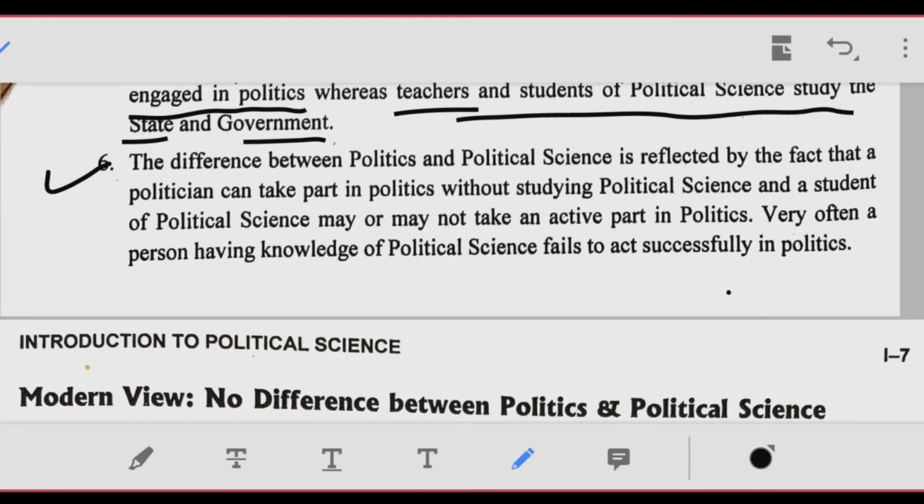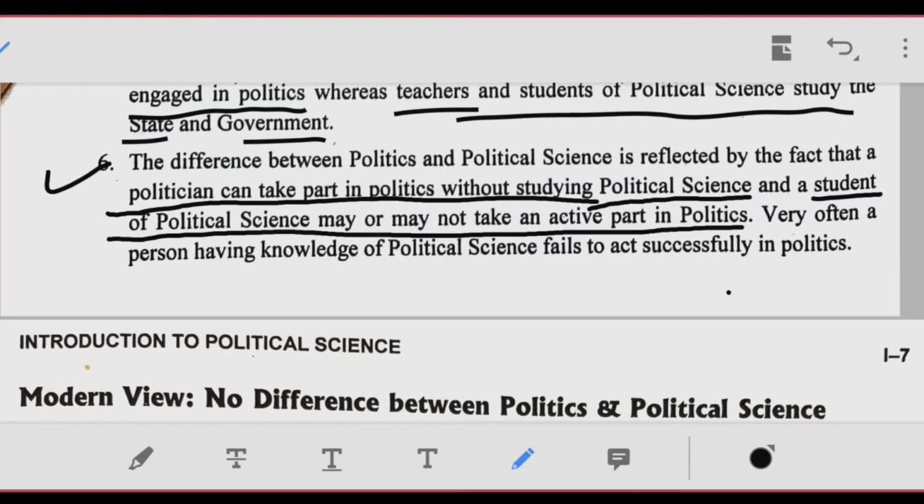So very often a person having knowledge of political science fails to act successfully in politics. We have so much knowledge in political science, but it is not necessary that you will become successful in politics. So that is why they said the difference between politics and political science is reflected by the fact that politicians can take part in politics without the study of political science, but the student of political science may or may not take active part in politics.